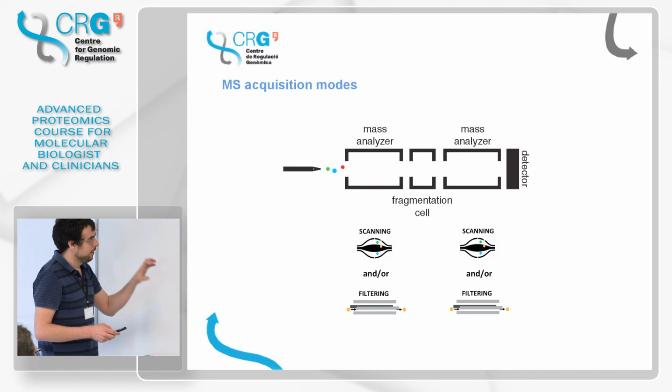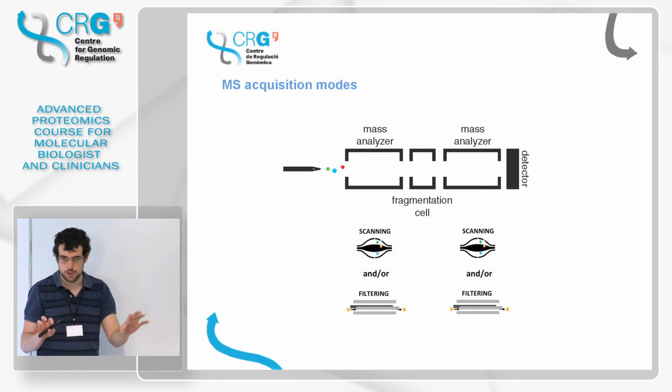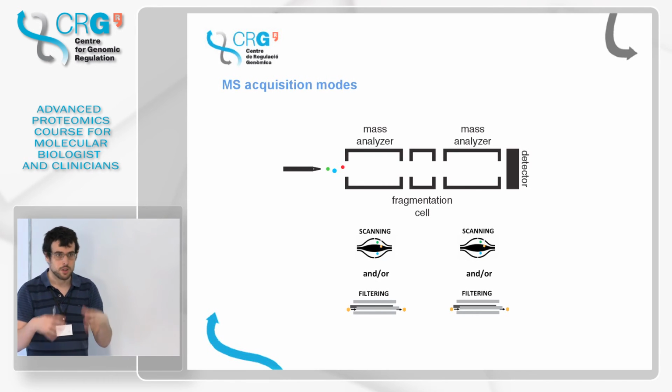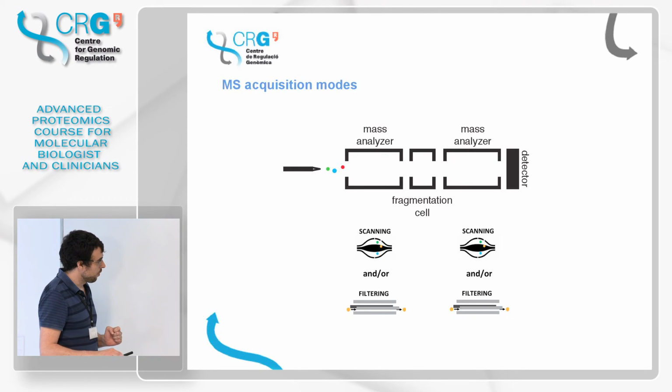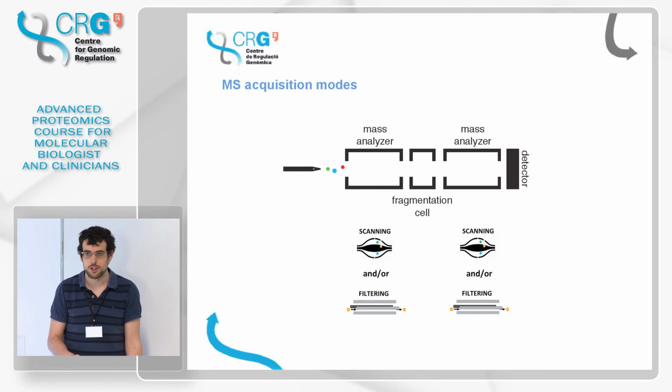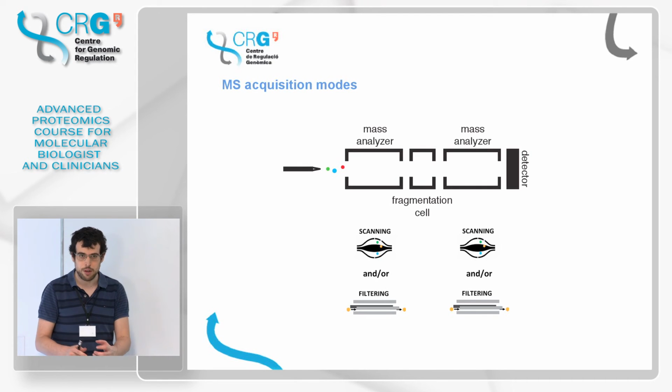Okay, so we've seen two main workflows, the discovery and the targeted, and we will review them tomorrow and Wednesday in more detail. And now we have seen how to operate the first and the second mass analyzer, but I would like to dedicate the last minutes to what's happening in the fragmentation cell. This is something that we have not talked about at any moment, right? And in here what we do is we isolate these peptides and we try to fragment them to generate sequence information.